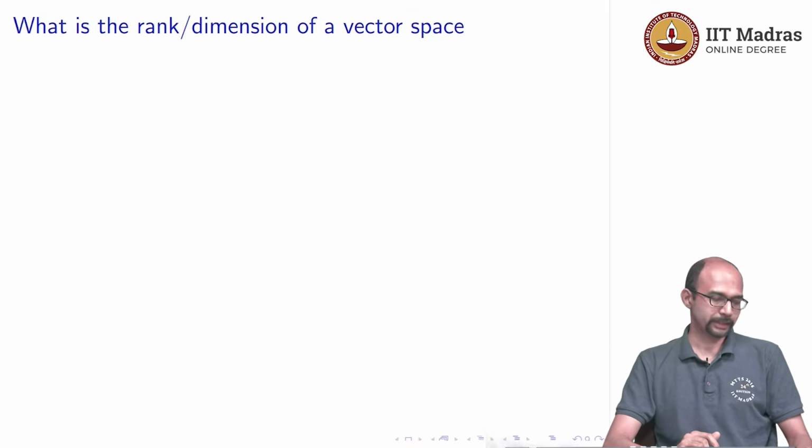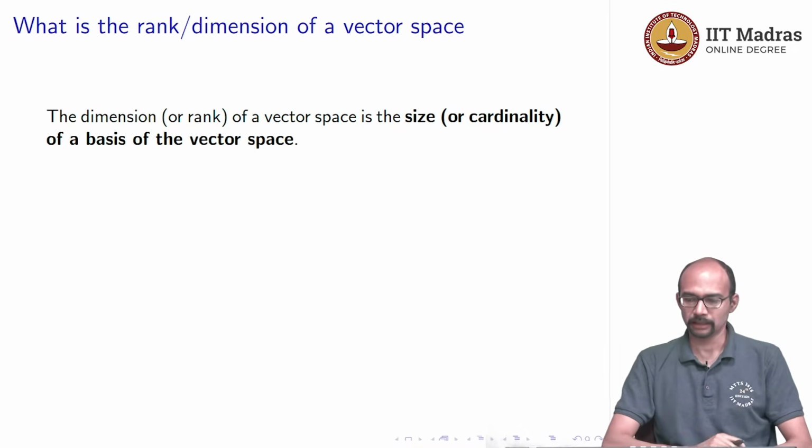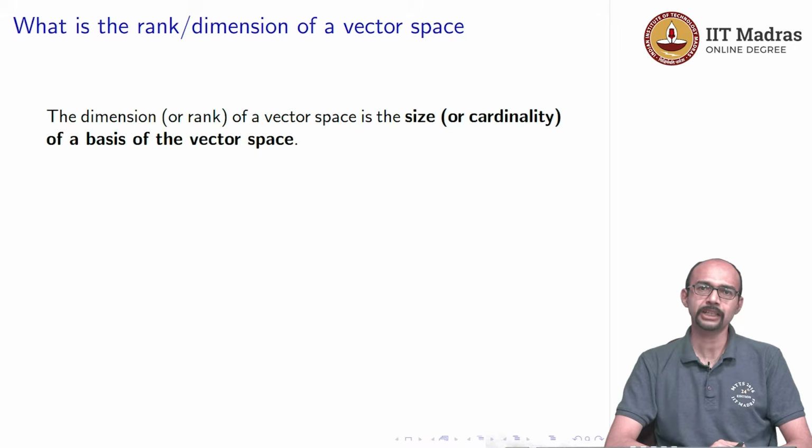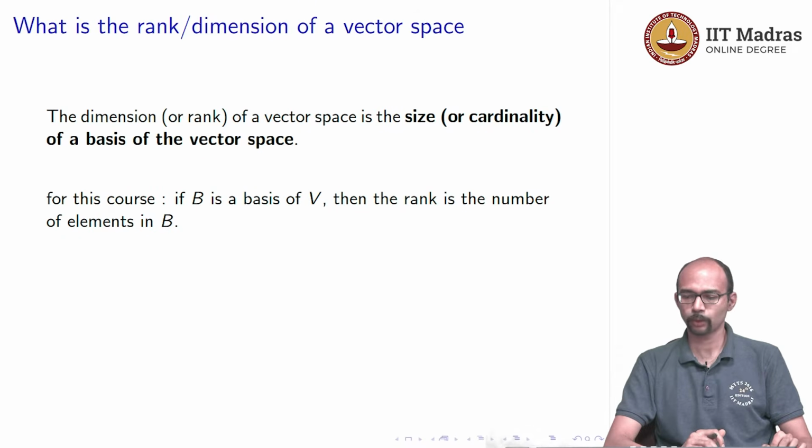So, what is the rank or the dimension of a vector space? It is the size of a basis or the cardinality of a basis. So, for this course what that means is it is the number of elements in a basis B. What is the difference in the two statements? Even in the previous slide I had a slight difference in how I put it down. So, the point is in general your basis size could be infinite, and that is why we have to talk about cardinality and size and so on.